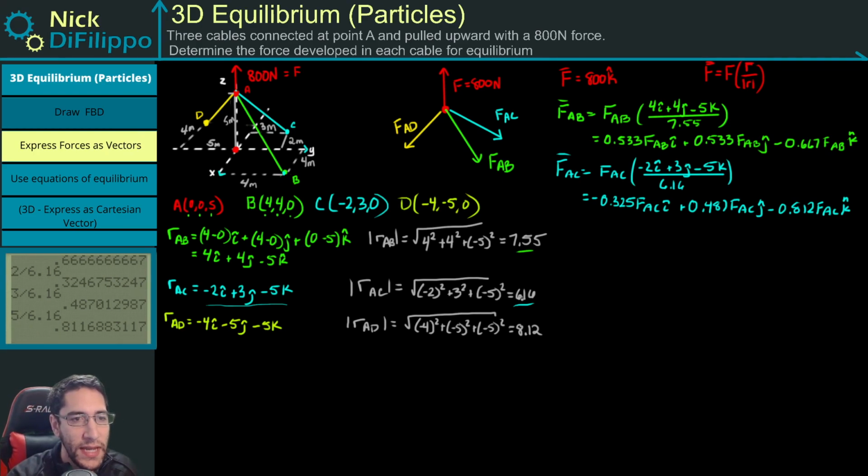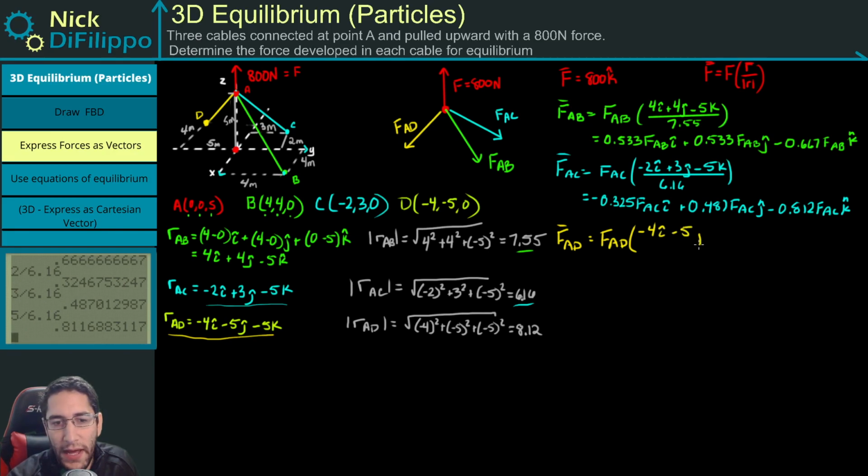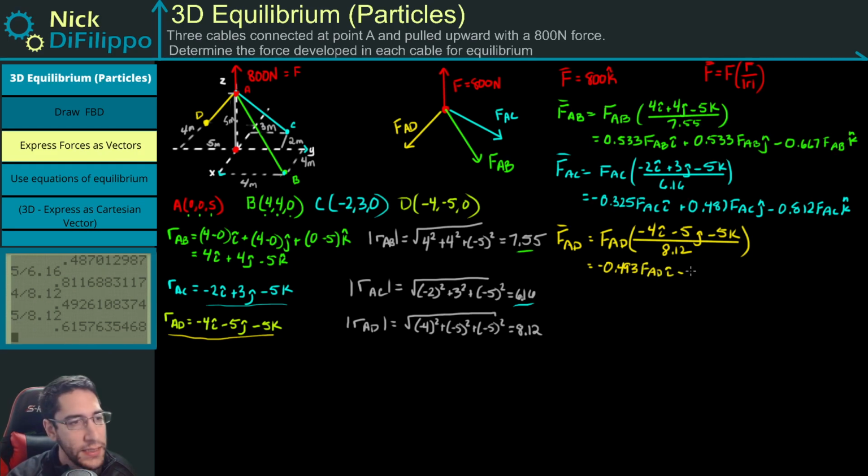Finally, the last one, we have this force AD. So FAD is equal to this force FAD times, okay, now we need this position vector, minus 4i minus 5j minus 5k, and this is divided by 8.12. So 4 divided by 8.12 and 5 divided by 8.12. So finally, this is going to be equal to minus 0.493 FAD i, and then minus 0.616 FAD j, and then minus 0.616 FAD k.